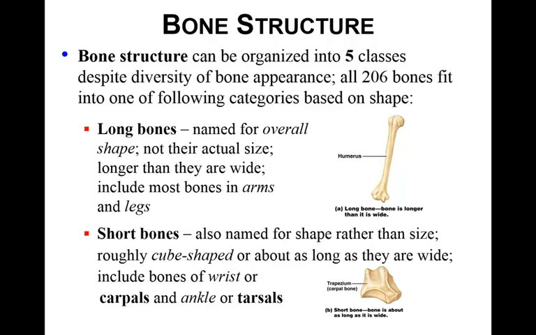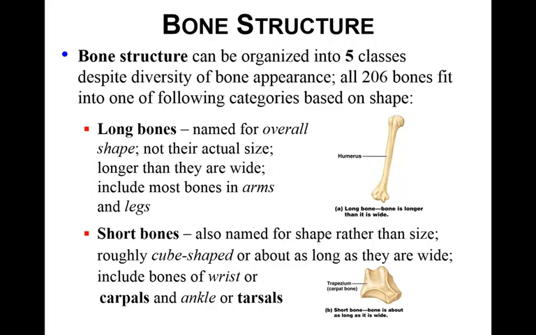Okay, so we're going to look at bone structure first. Bone structure can be organized into 5 different classes. Regardless of the appearance, all 206 bones fit into at least one of these categories, and they're based on the shape. So the first category are long bones. These are named for the overall shape, not their actual size. Basically, they're longer than they are wide. This is most bones in your arms and legs.